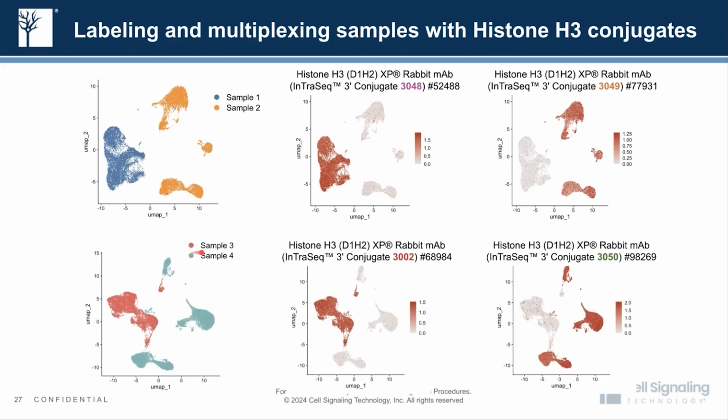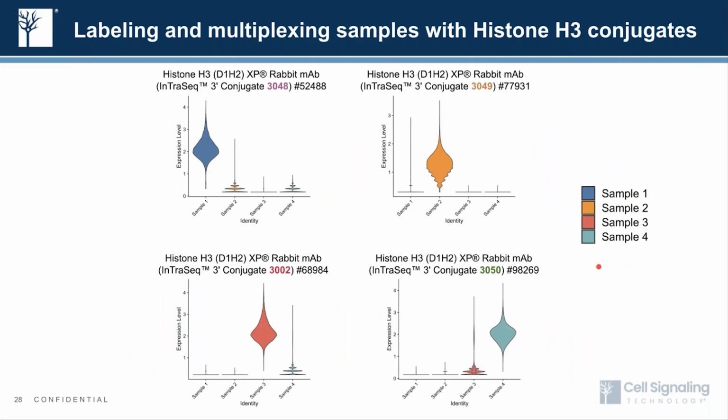And this is another example. In that same sequencing lane, we also have sample 3 and sample 4. It's the same thing that we're showing here. Sample 3 was labeled with the histone conjugate 3002, and sample 4 was labeled with the conjugate 3050. Now, this is a violin plot to show the same data set as I showed you in the previous slide. And you can see that histone H3 3048 is very specific and unique to sample 1. We don't see any leakage or any expression in the other samples.